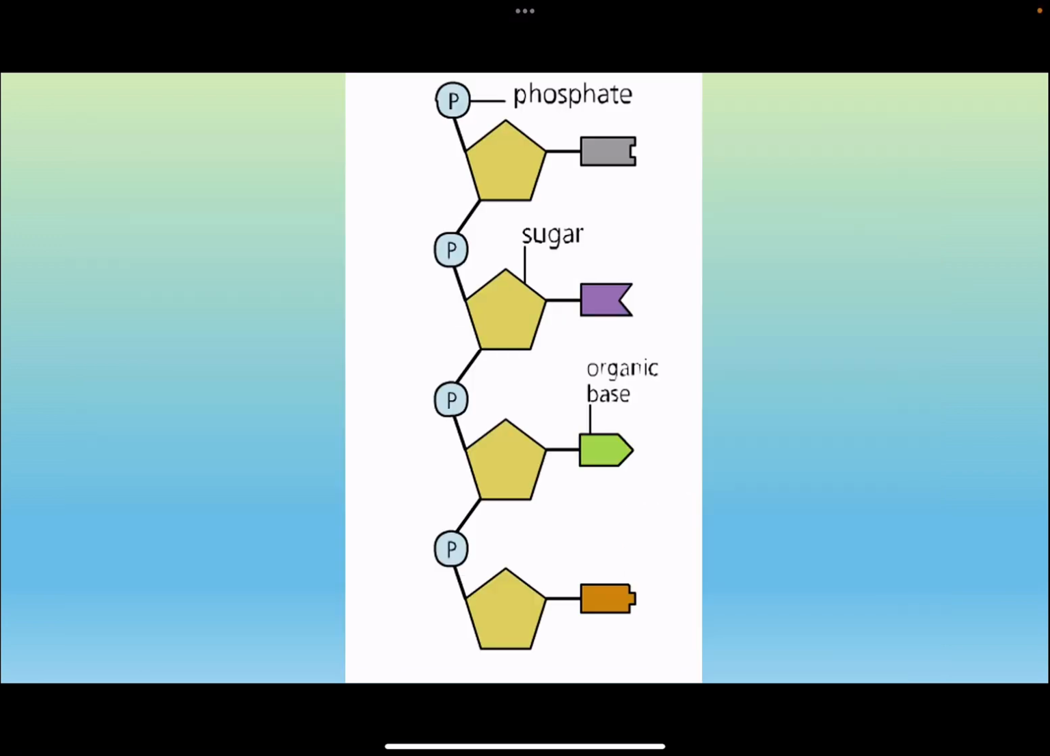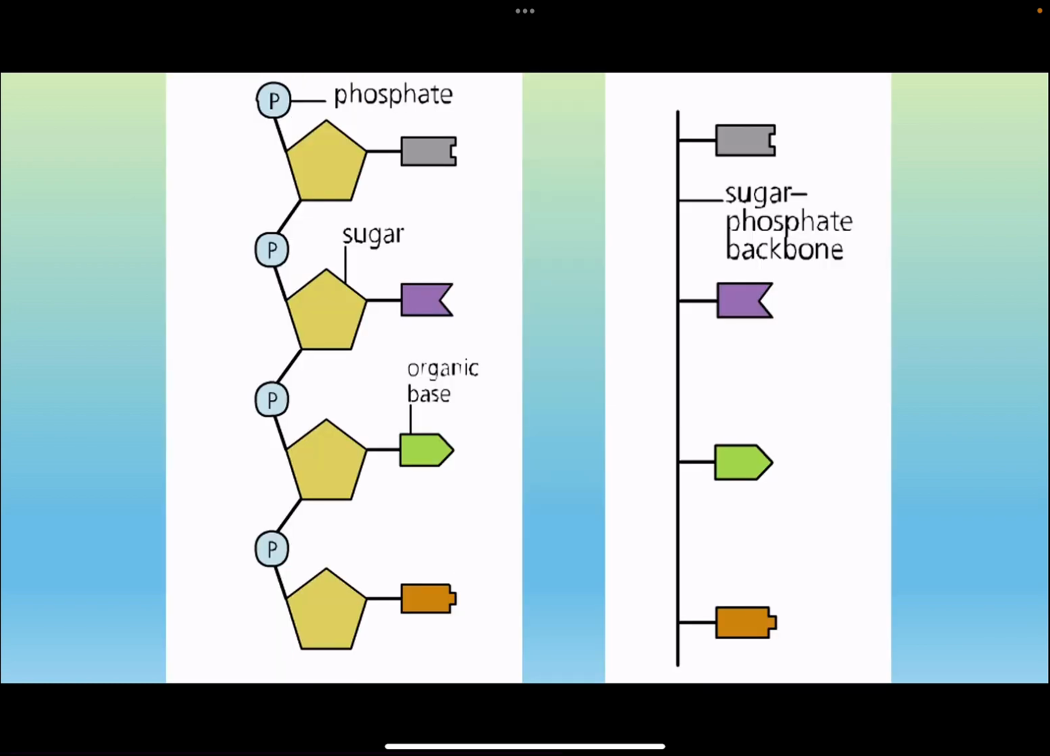So then what you end up with is a long chain of nucleotides, or a polynucleotide chain, and you can see the phosphates and the sugars all the way along the edge there. This is often referred to as the sugar phosphate backbone. So they alternate as you go down. You have phosphate, then a sugar, phosphate, and then sugar.